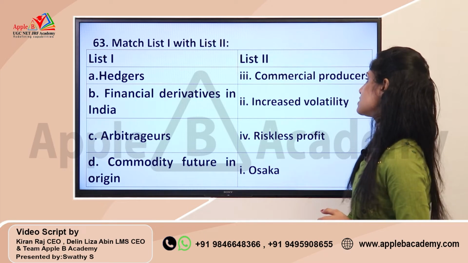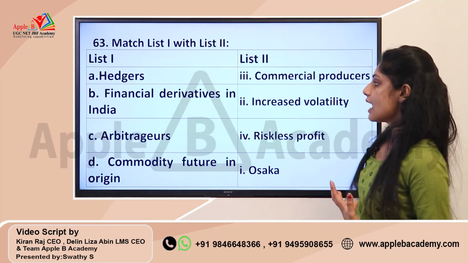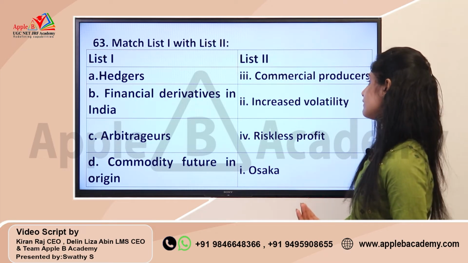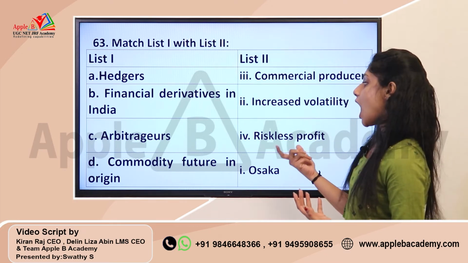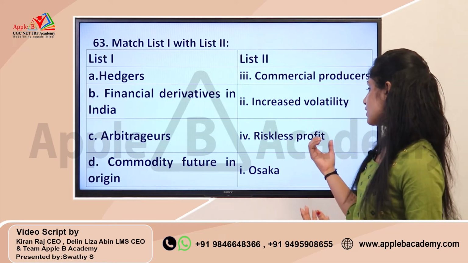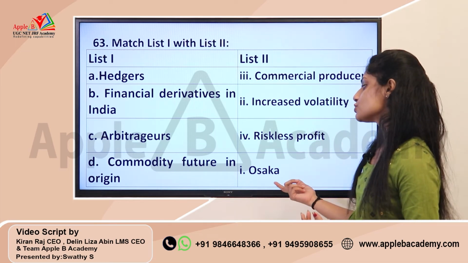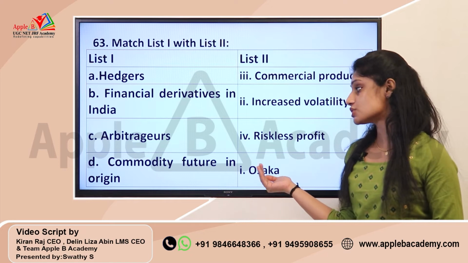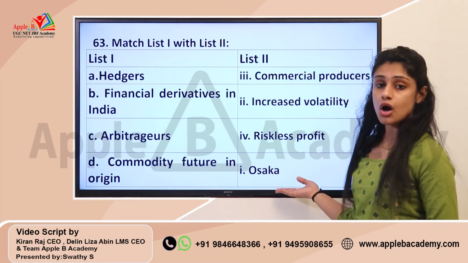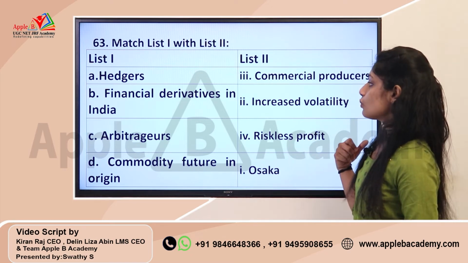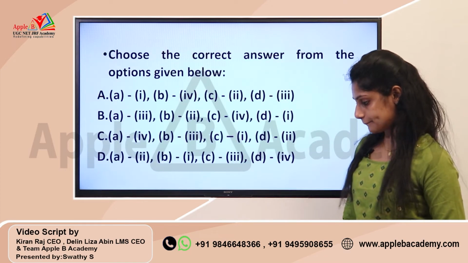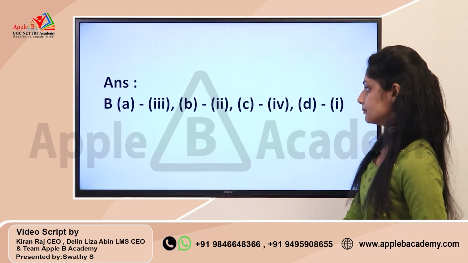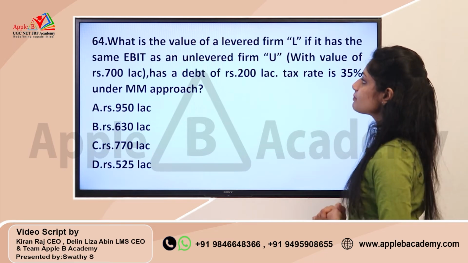So hedgers, yes, they are commercial producers, right? And financial derivatives in India, that will make an increased volatility. Arbitrageurs, always they are focusing on riskless profit. In commodity future in origin, that got originated in Osaka, that is in Japan, right? So yeah, A3, B2, C4 and D1. That is option B.